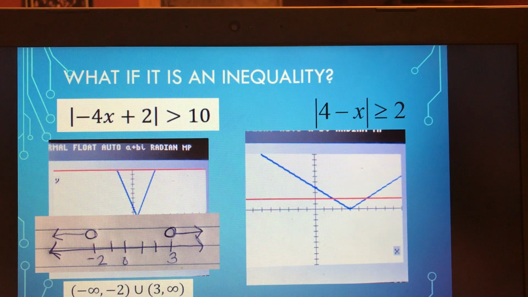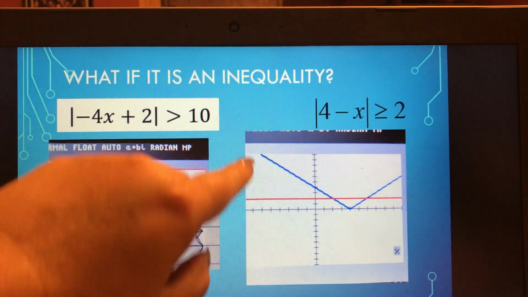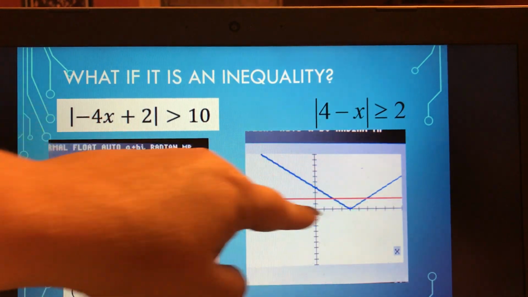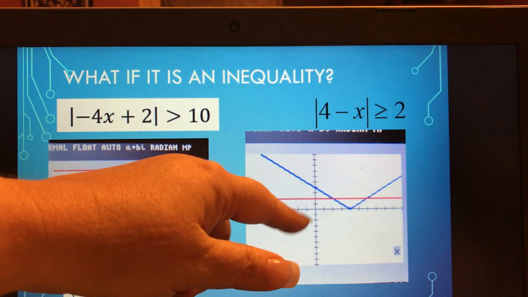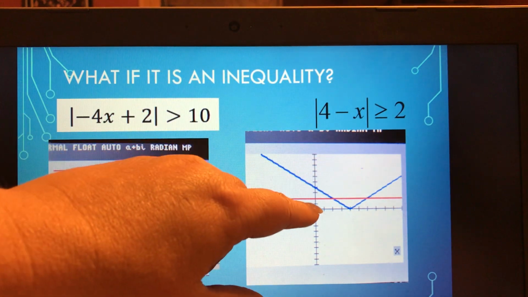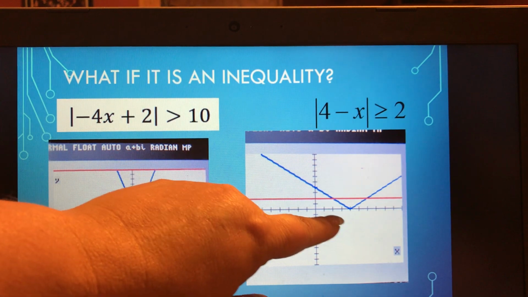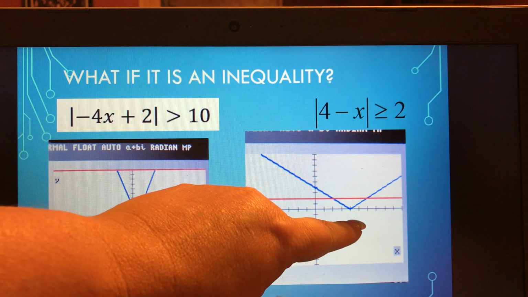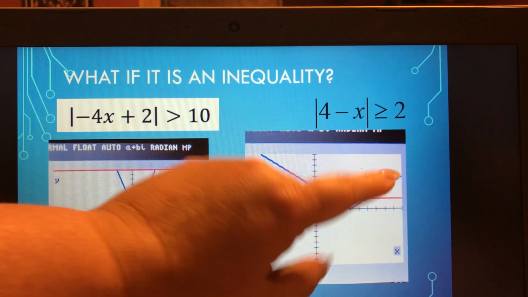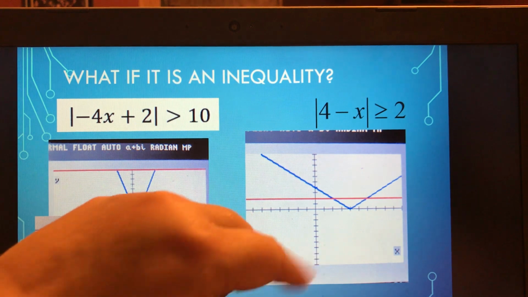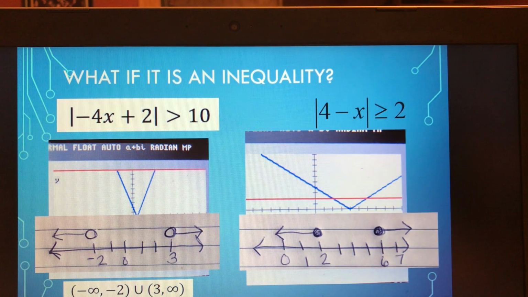All right, so in looking at this one, we want to know where is it greater than. So the part of the graph that's greater than is going to be above that line, or we can consider it maybe even an asymptote. Probably not. Above 2. So we have 2 and 6. Our critical points there are 2 and 6. So we go from -infinity to 2 and from 6 to infinity.